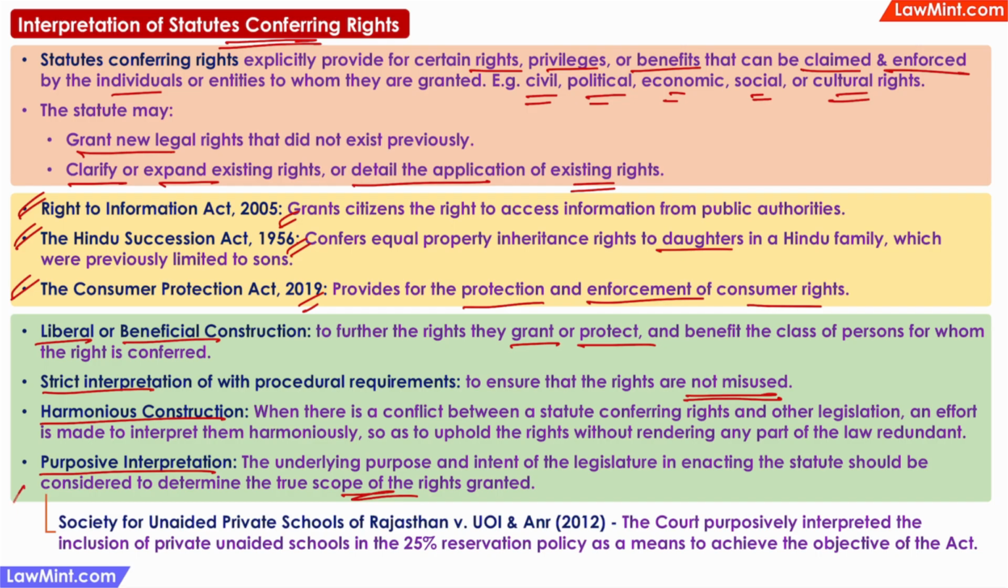For example, in the Society for Unaided Private Schools of Rajasthan versus Union of India decision, the court purposively interpreted the Right to Education Act to say that even private unaided schools are also required to follow the EWS reservation policies. By doing so, the court ensured that the objective of the Act to grant and protect the right to education is achieved. And finally, as with any other statute, all interpretation of statutes conferring rights must also be validated against the presumptions as to the interpretation of statutes.